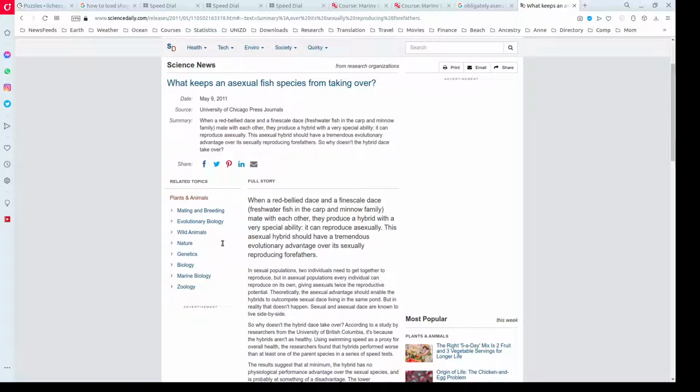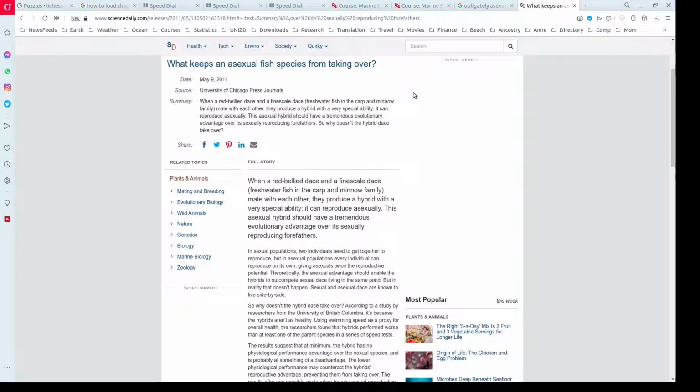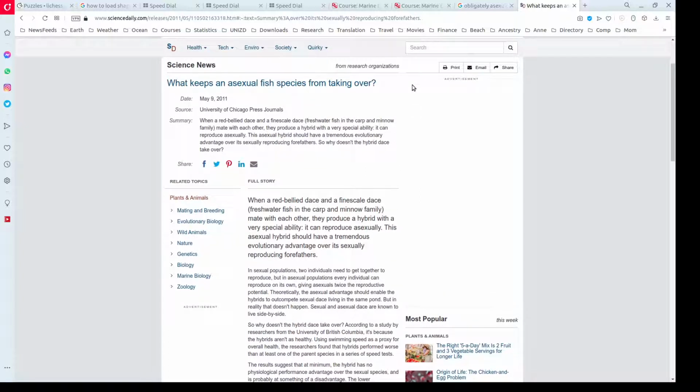Also, why are there so few examples of mutations causing asexuality in birds and mammals, if there are any? And of course, several labs are working on individual case studies, looking at specific species, looking for the role of selection and the environment on evolution of sexual or asexual reproduction in some species of interest, like these hybrid fish of red-bellied and fine-scaled dace, which are freshwater fish in the carp and minnow families. So, an active area of very interesting research.